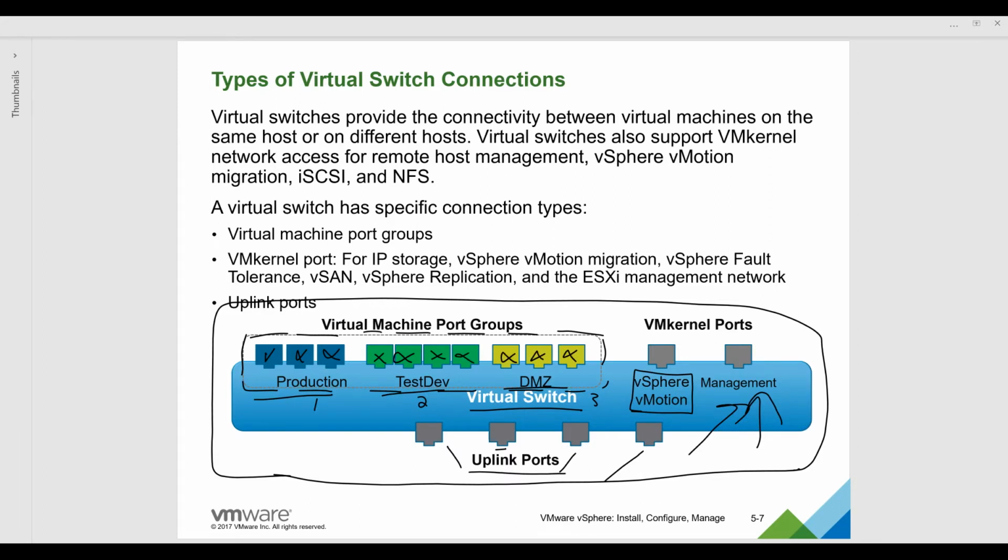Virtual machine port groups and VM kernel ports connect to the outside world through the physical Ethernet adapter. Say this is our Ethernet adapter down here, which is our physical device. Well, we take that and we virtualize it, and that then gets virtualized in this virtual switch that allows everything across your VMware environment to talk amongst each other.